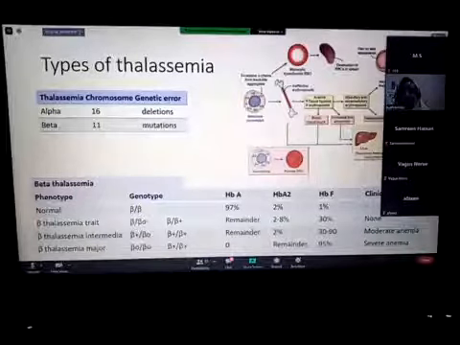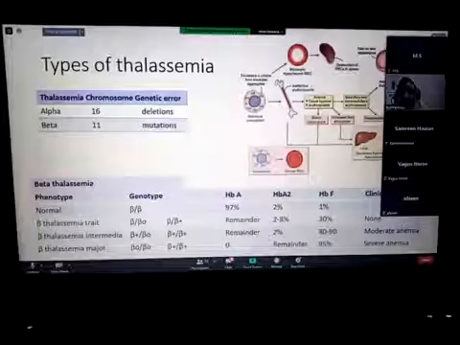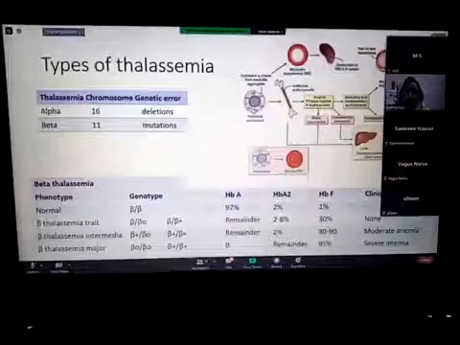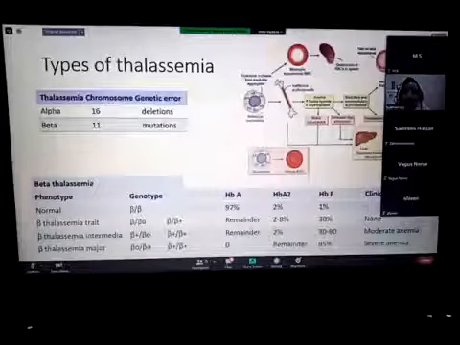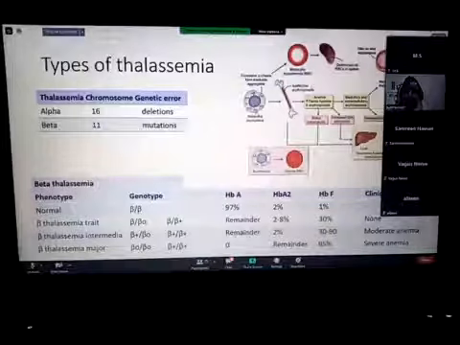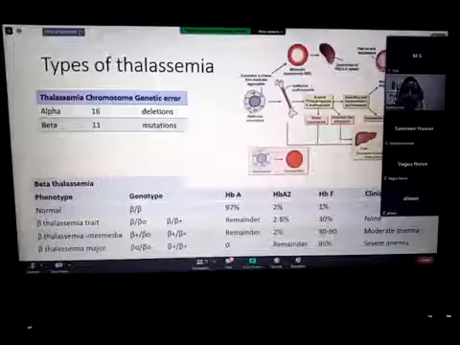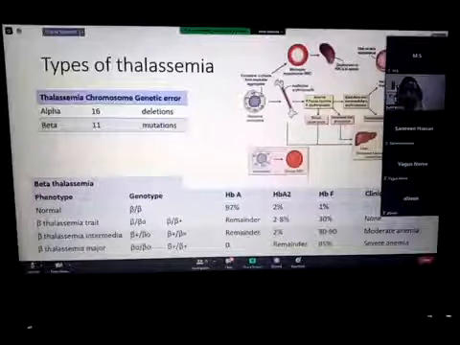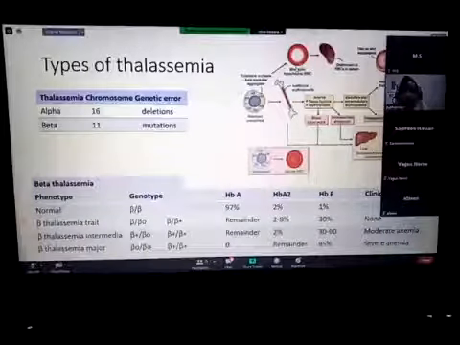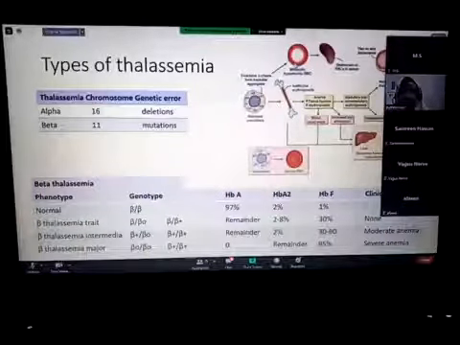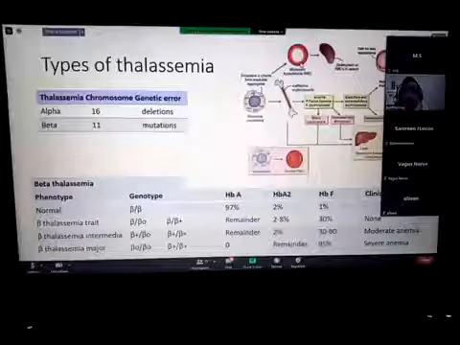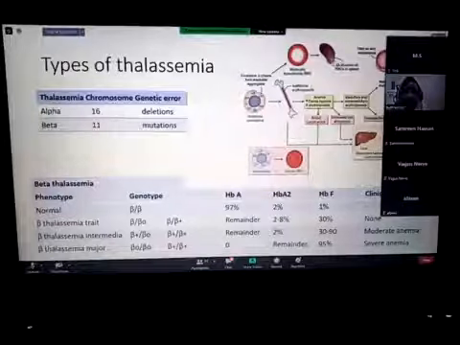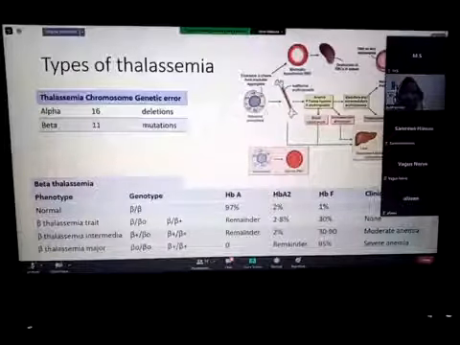And what happens in thalassemia major? If we start from here, the problem is in the synthesis of beta chains. So what remains is alpha chains in the red cells. These alpha chains are very insoluble. They aggregate. They result in the formation of red cells which are hypochromic microcytic. Because they are not up to the mark, they have membrane defects. They have defects in the hemoglobin. They will be destroyed in the spleen.